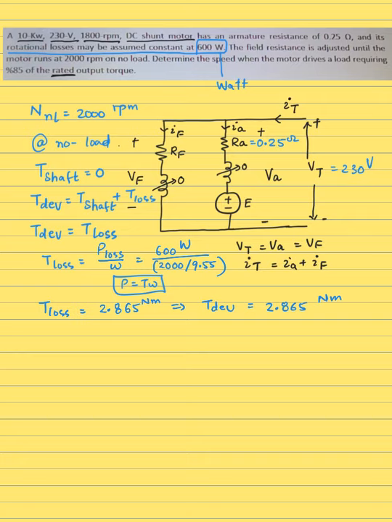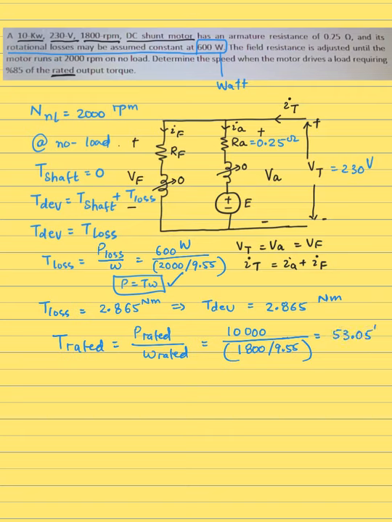Okay, so what are we looking for? We're looking for now what is the speed when the machine drives a load which requires 85% of the rated output torque. First, let's see what is the rated output torque. So T rated. And we'll make use of the same equation, P equals T omega again. So we're going to say P rated divided by omega rated. Okay, so the rated power is 10 kilowatts, so 10,000 watts, divided by the rated speed, which is 1800 RPM, divided by 9.55. Do not forget about that. And this gives you a rated torque of 53.05 Newton meters.